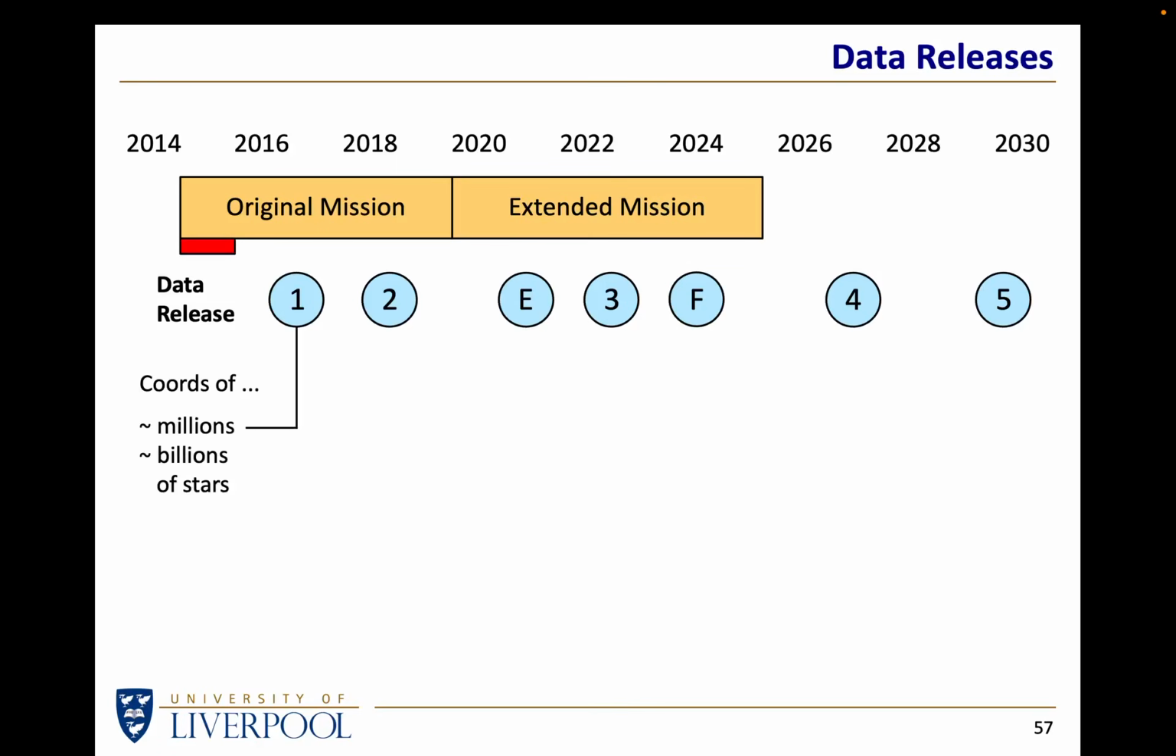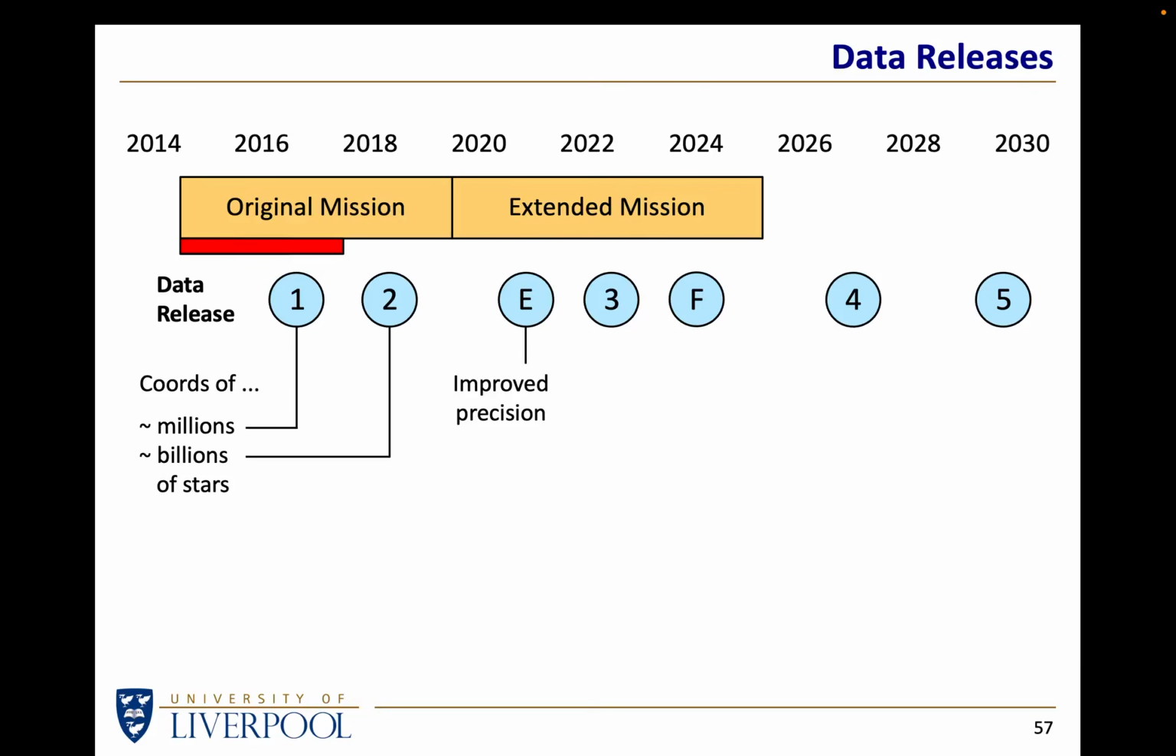The original data release covered the first year's data and gave you the coordinates of millions of stars. The second data release gave you 2 years of data, and because of the additional data, it then gave you the coordinates of billions of stars. People were getting antsy waiting for data release 3.